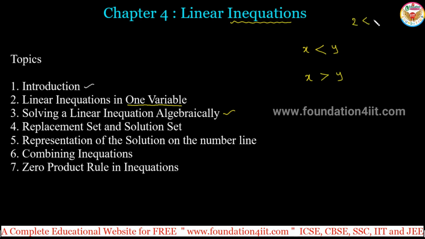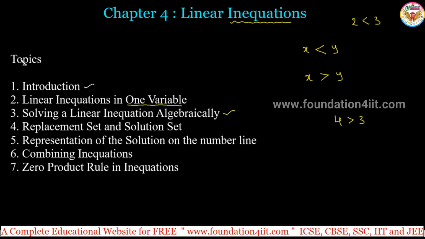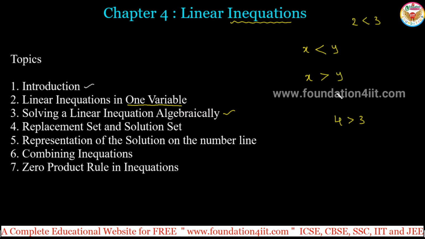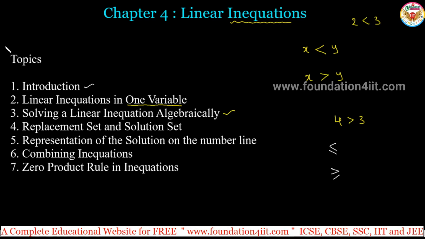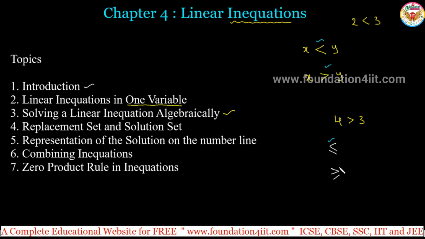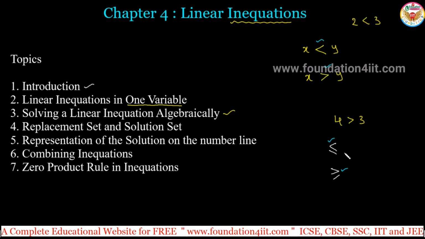For example, 2 is less than 3, 4 is greater than 3. This we know. Now, when you come to inequation, 4 conditions will apply: less than, greater than, less than or equal, and greater than or equal. Each of these 4 conditions is an inequation. Only the equal sign is the equation. Apart from that, these are the 4 conditions.